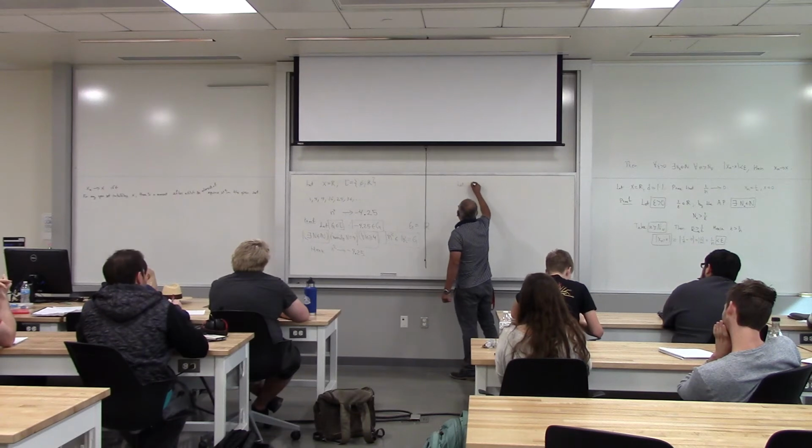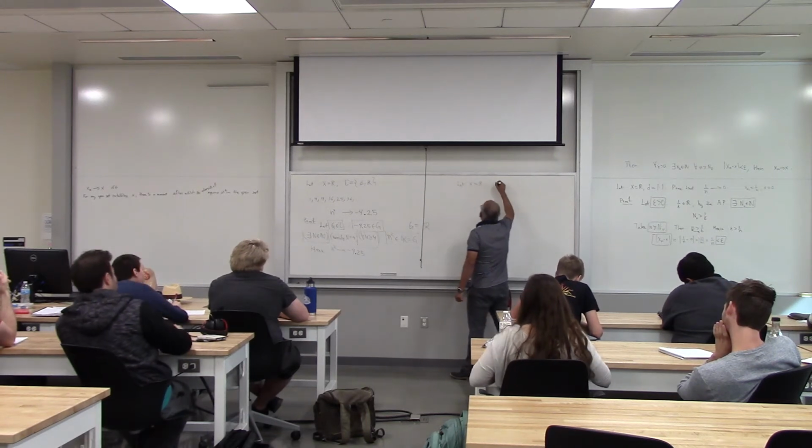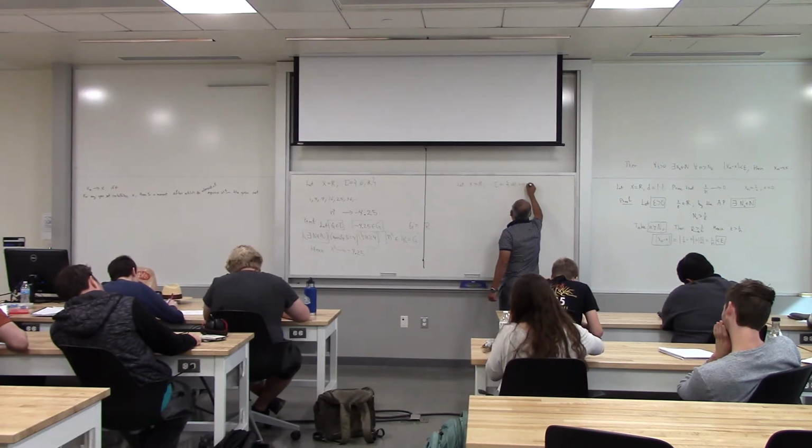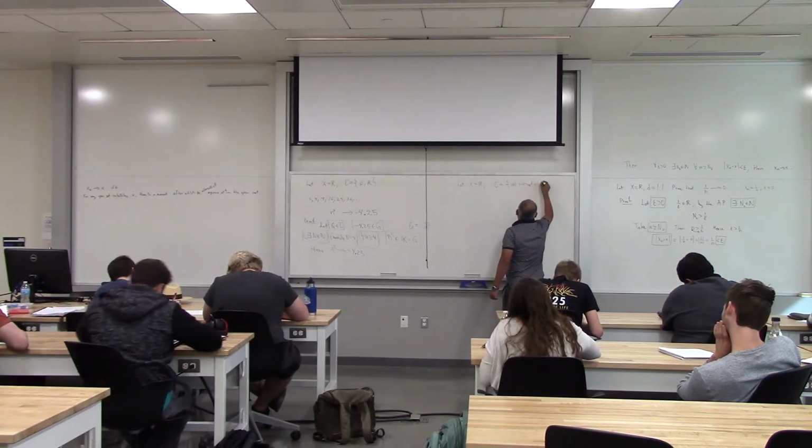Let X be equal to the real numbers and tau equals all subsets of R.